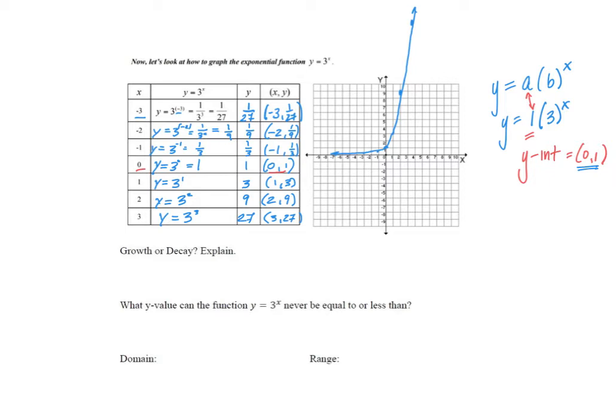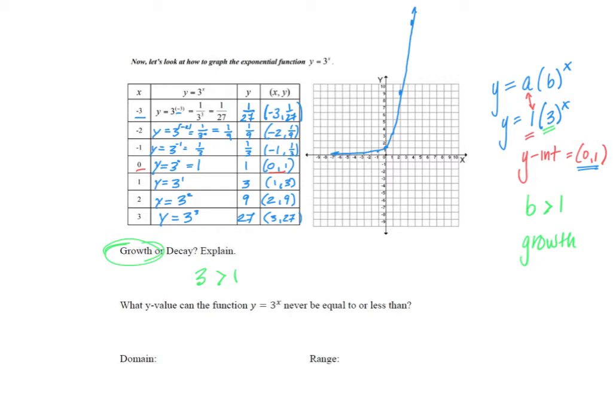Since my base was 3, we said anytime the base is larger than 1, it's going to represent growth. So the question over here said, is it growth or decay? Growth is going to be the correct answer. And again, that's because my base is 3. And since 3 is greater than 1, this is representing a growth model. So as the x gets larger and larger and larger, the y is going to increase, what they say, exponentially.